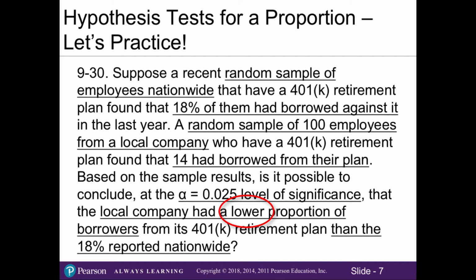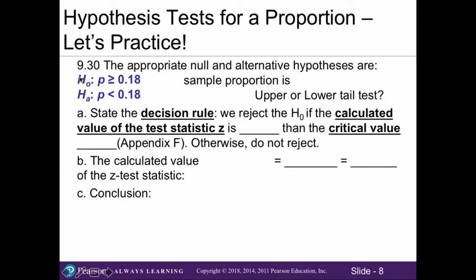That's a context clue for us. That "lower" is telling us that this is going to be a one-tailed, lower tail test. So that's what you're going to look for in problems. If it says lower or less than or fewer, you know you're going to be on the left side with a lower tail test. If our story talks about greater than, more, exceeds, then we know we're dealing with a one-tailed upper tail test.